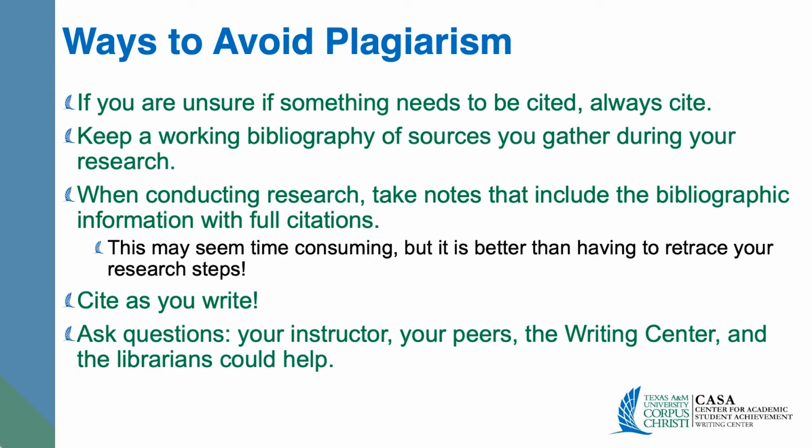A final note on avoiding plagiarism. If you're unsure something needs to be cited, just cite it anyway. Worst thing that'll happen is you've over-cited in your paper. Keep a working bibliography of your sources. This means creating full citations on a separate document as you are reading, researching, and writing your paper. This way, you know where everything is. Plus, if you accidentally lose a source, you can find it quickly without having to research it all over again.